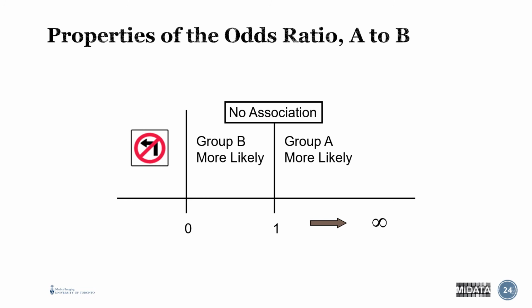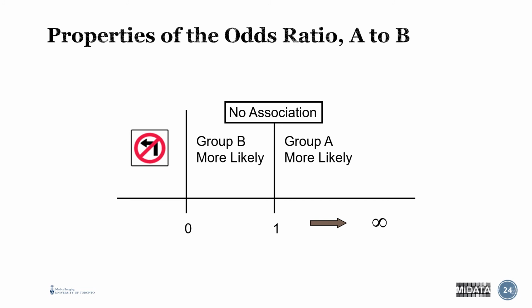So when considering the odds ratio of A to B, keep in mind these properties. No association is going to be 1, and that makes sense because your numerator and your denominator are going to be the same. So that means there's no difference, no association. Now, if Group A is more likely, you're going to have an odds ratio that's between 1 and infinity. Whereas if Group B is more likely, then you're going to have an odds ratio that is between 0 and 1, and it's going to be asymptotic, meaning that it will never achieve 0.